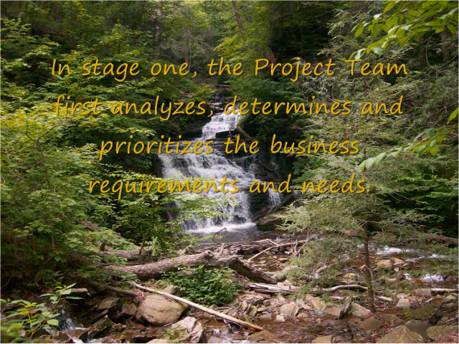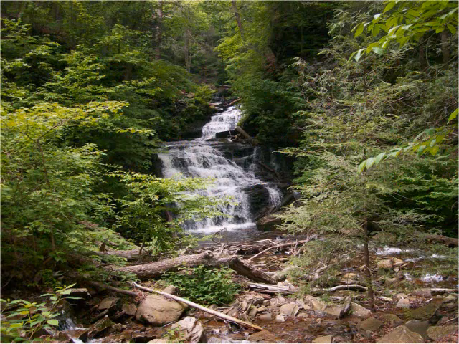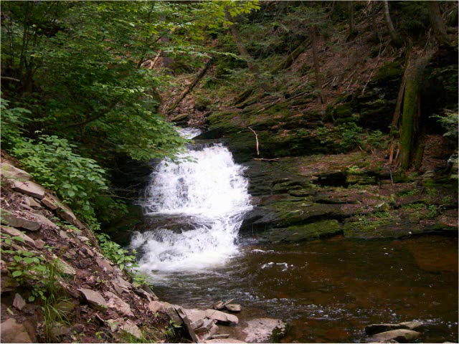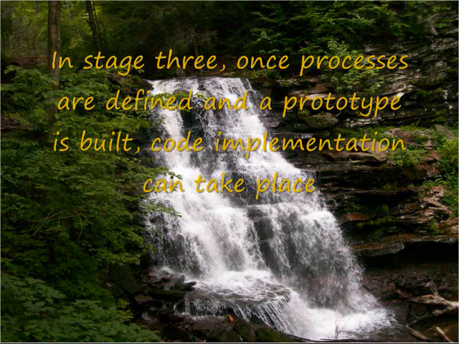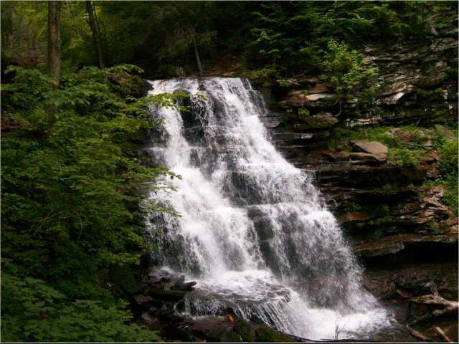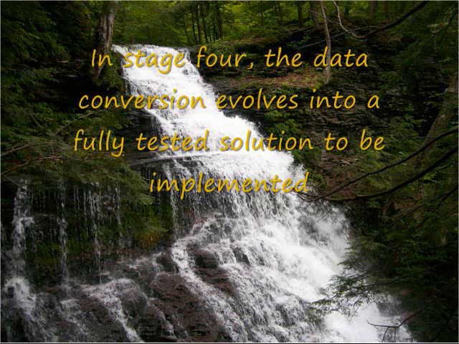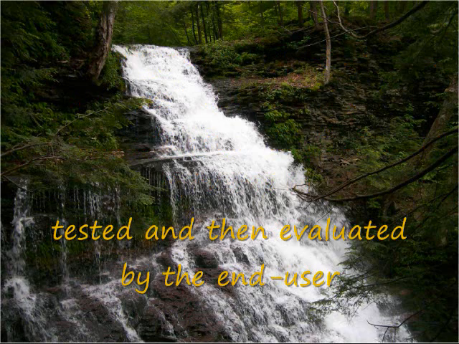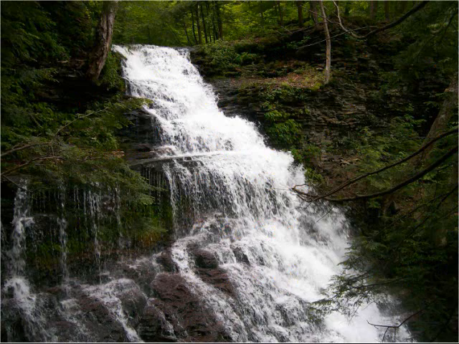They determine and prioritize the business requirements and needs. In the second stage, the requirements that were gathered in the first stage are then transformed into IT solutions where technology and design are implemented. In stage 3, code implementation can take place after a prototype has been built and processes are defined. In the fourth stage, a completed solution is implemented. It is then tested and evaluated by the end user.